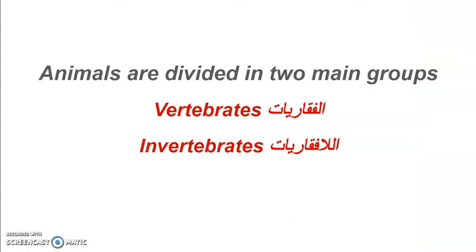Animals are divided into two main groups: vertebrates and invertebrates. Repeat after me: vertebrates, invertebrates.